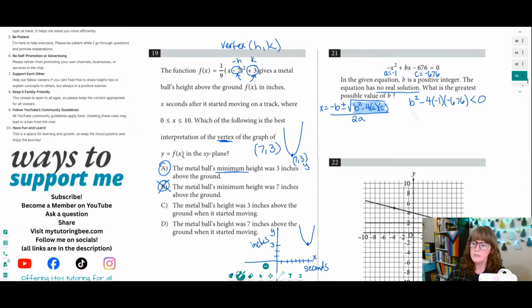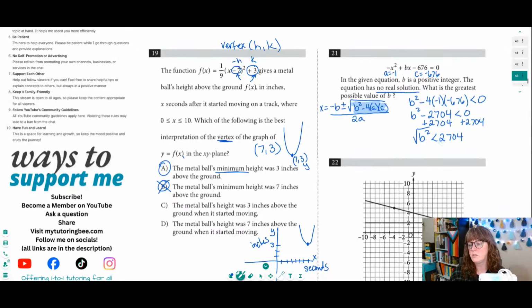So we've got b squared, and when we multiply this, let's see, 4 times 676 is 2,704. So we're going to get a negative 2,704, right? Because a negative times a negative times a negative is going to give us a negative. That is less than 0. So if we add that to both sides, b squared is less than 2,704.